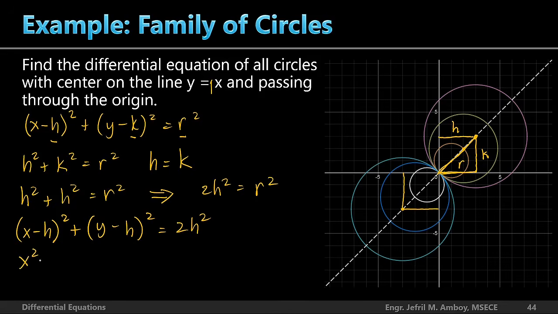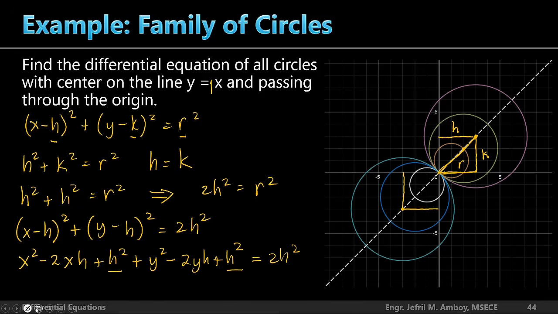So, let us expand. Gawin nating x squared minus 2xh plus h squared plus y squared minus, here we have 2yh, and then plus h squared equals 2h squared. Of course, this equation looks lengthy, but of course we can simplify the equation. Here we have h squared, and here we have another h squared. And on the other side, we have 2h squared. So definitely, the terms will cancel. Mawala na ito, mawala na rin siya, at mawala na rin ito.